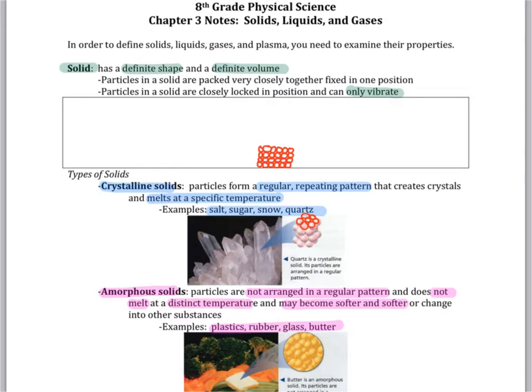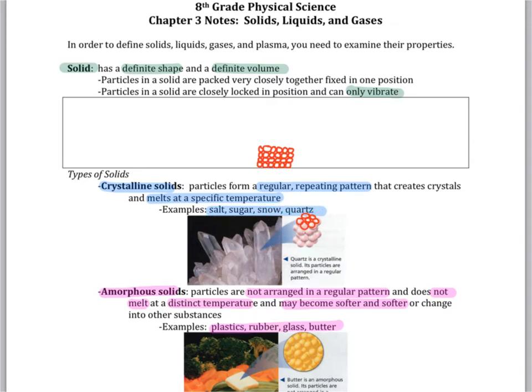There are different types of solids. The first type of solid is called a crystalline solid. In a crystalline solid, the particles form a regular repeating pattern that creates the crystals, like in the quartz that you see here, and melts at a specific temperature. So examples of crystalline solids include salt, sugar, snow, and quartz.